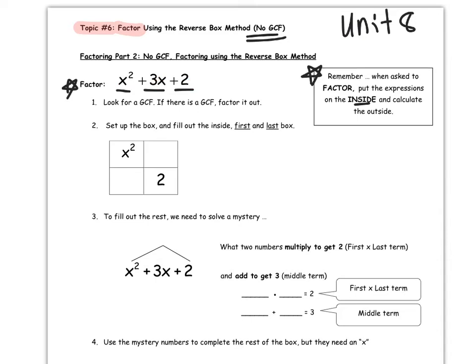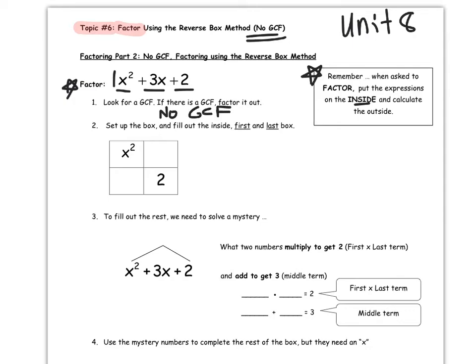I can tell because there are x's, two of them here, one here, no x's here. And also think about the coefficients. This x squared actually has a coefficient of 1. So my terms here are 1, 3, and 2. They do not have any numbers in common that they can be divided by. So there is no GCF. I'm going to write that here. No GCF.